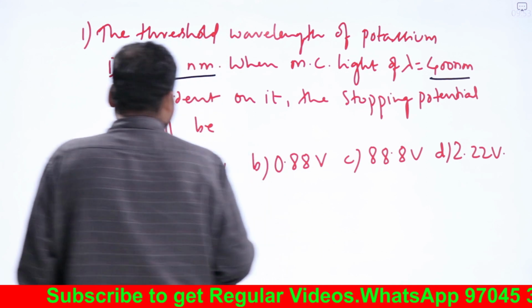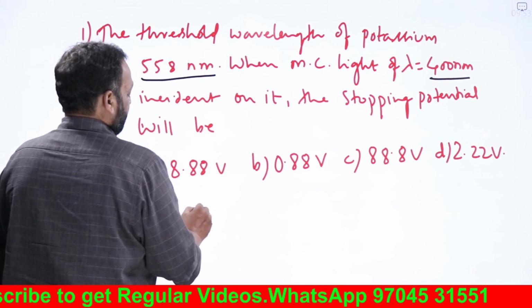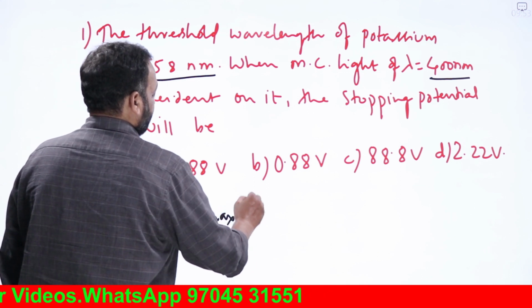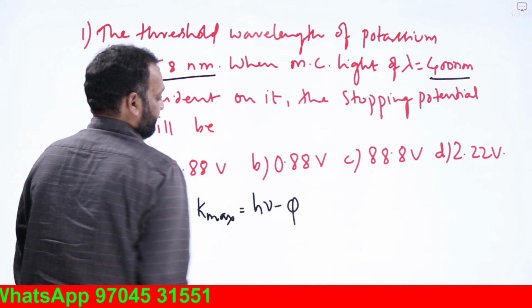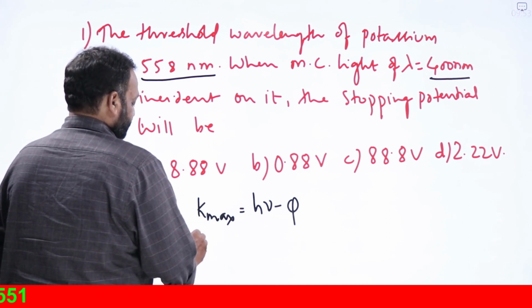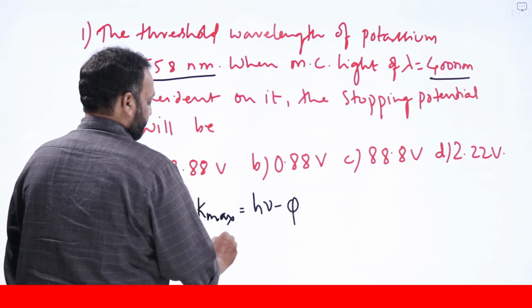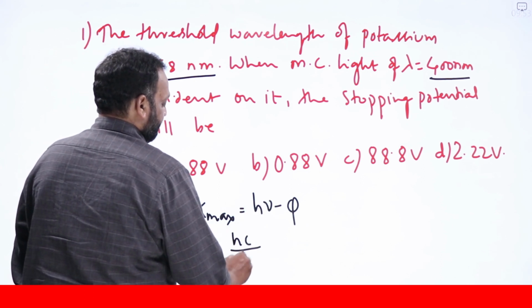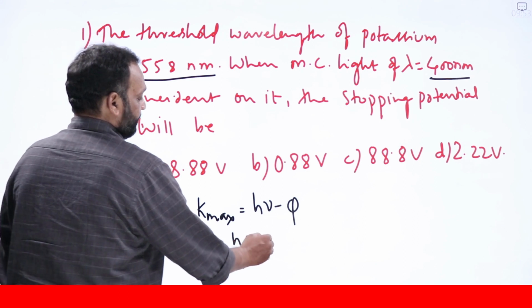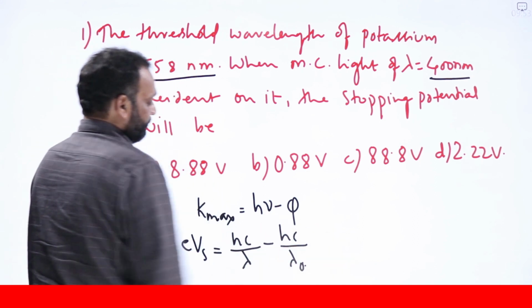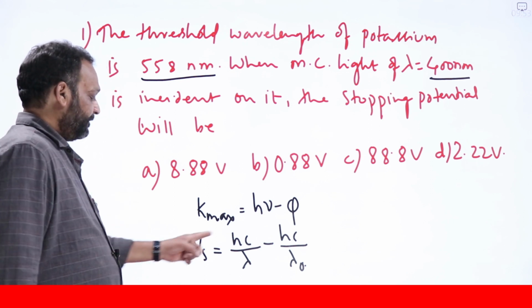Remember Einstein's photoelectric equation: K maximum equals h nu minus phi, and K maximum is equal to eV. So eV, with V the stopping potential, in terms of wavelength is hc by lambda; nu equals c by lambda, minus phi. Work function is hc by lambda naught. Bring that e to this side.